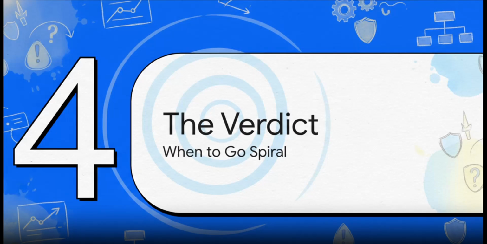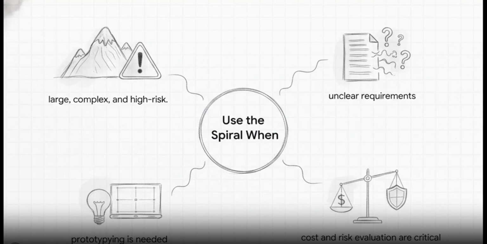So, knowing all of that, the big question is, when does it actually make sense to use the spiral model? When should you go for it? It really boils down to this. You use the spiral model when the stakes are incredibly high. It's the perfect fit for a big, messy, high-risk project where you don't have all the answers up front. If your requirements are fuzzy, if you absolutely need to build prototypes to figure things out, and if every dollar and every risk needs to be carefully watched, then yeah, the spiral model could be your best friend.